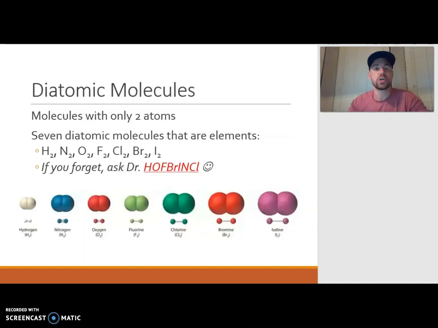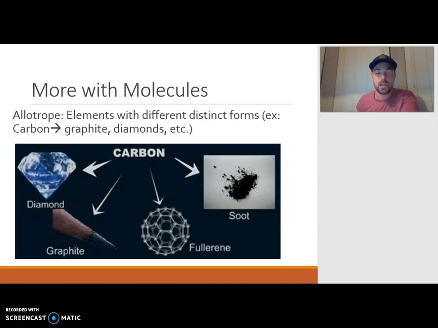Continuing on with that, this is a good reminder of the 7 elements that actually exist in molecular form, specifically diatomic molecules. These elements, which are hydrogen, nitrogen, oxygen, fluorine, chlorine, bromine, and iodine, exist in nature in molecular form. If ever you forget which elements are part of the 7, you can always ask Dr. Hofbrinkel: hydrogen, oxygen, fluorine, bromine, iodine, nitrogen, and chlorine. I know, it's ridiculous, but Dr. Hofbrinkel's pretty smart.